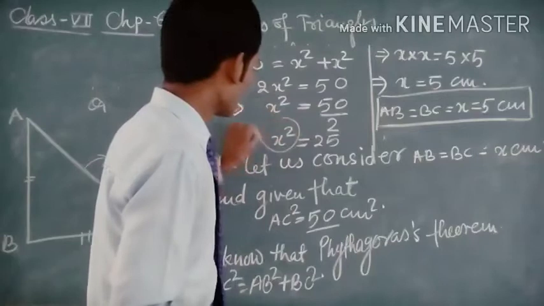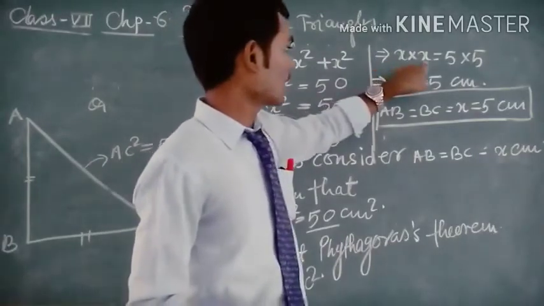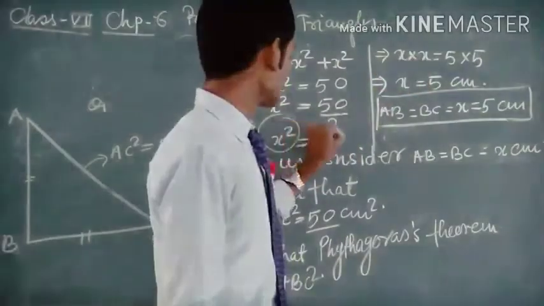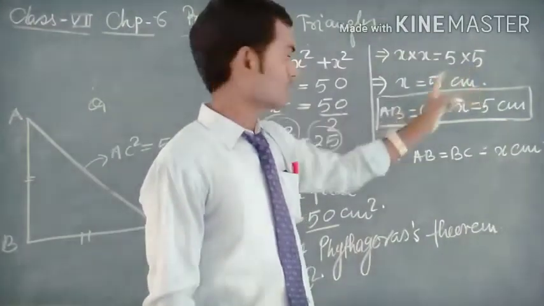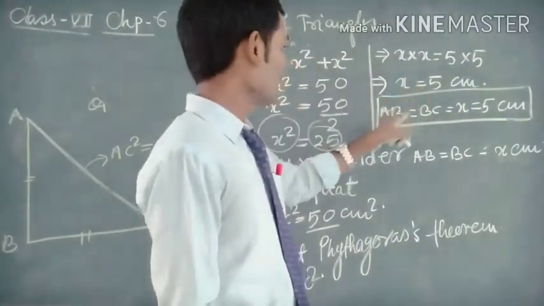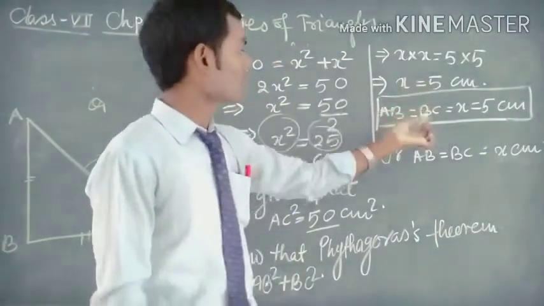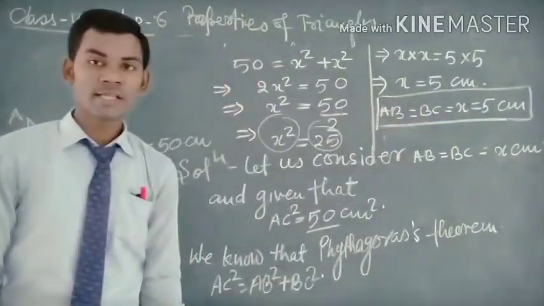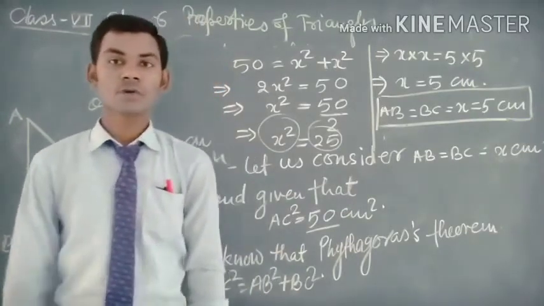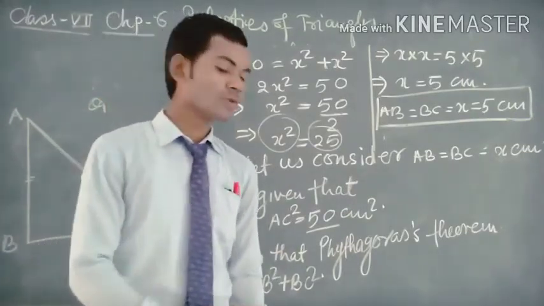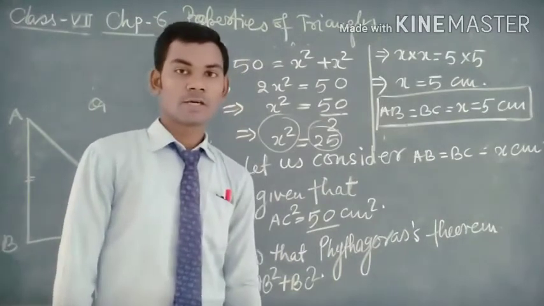And here x square can also be written as x multiplied by x, and 25 in the same way can also be written as 5 multiplied by 5. And just taking their one value, we get x is equal to 5, which is the length of the other two sides of the triangle. Okay, so I hope it is clear to all. Now let us see our next question.